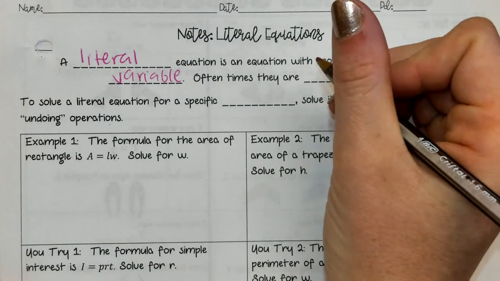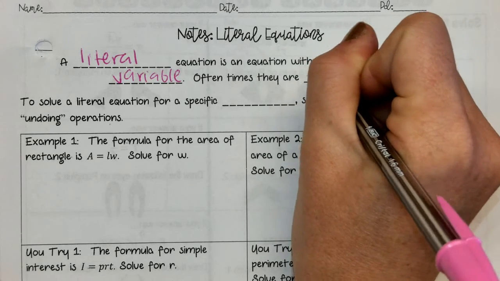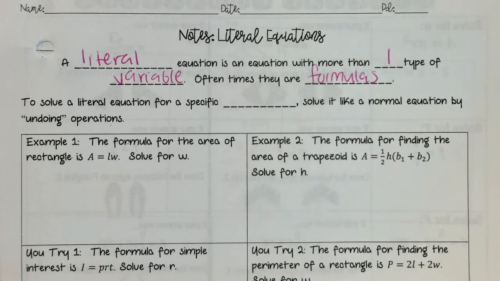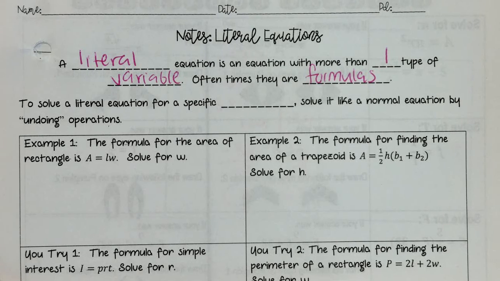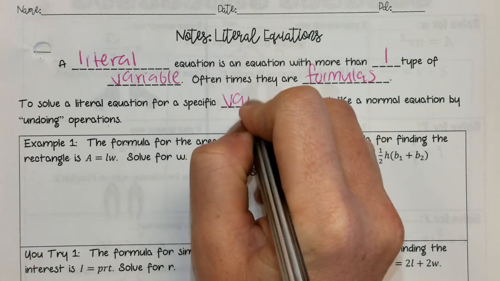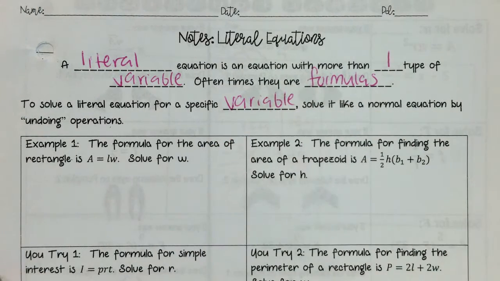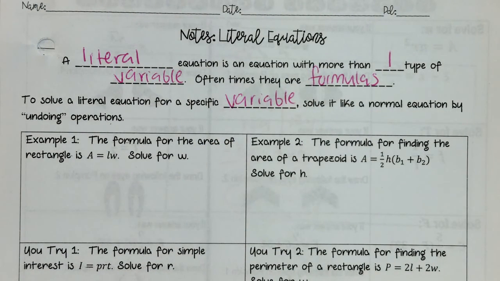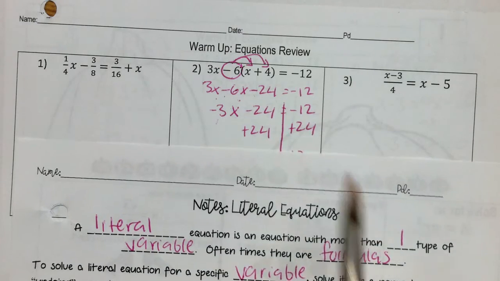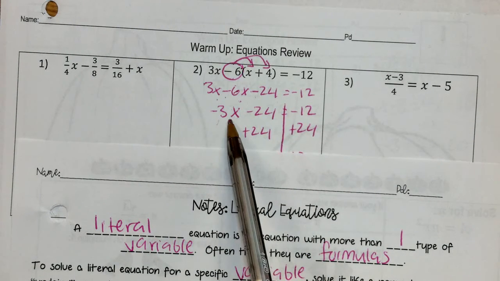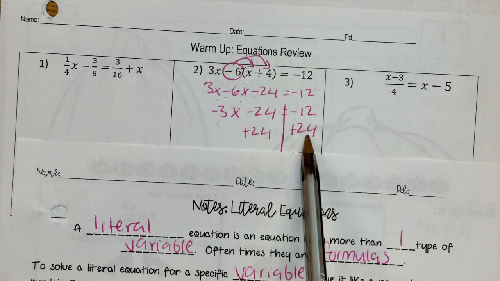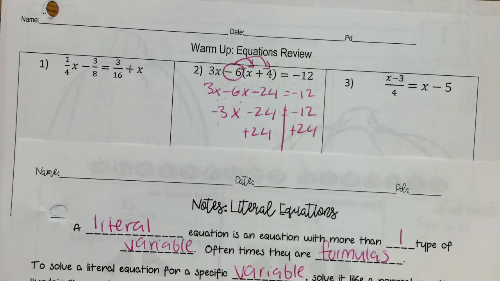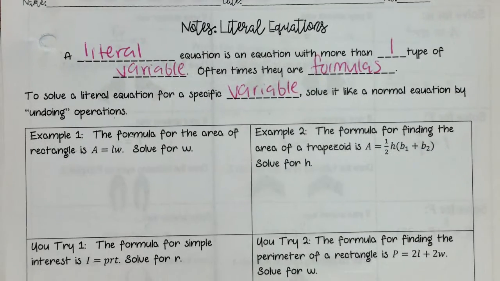Oftentimes, the literal equations you see are going to be formulas. To solve a literal equation for a specific variable, you solve it normally by undoing operations, using your inverse operations, but there aren't like terms that you can combine. Like in our warm-up, we could do negative 3x minus 6x. We could do negative 12 plus 24. You can't do that with literal equations because it's all variables.